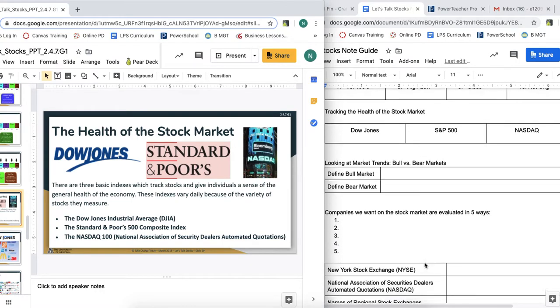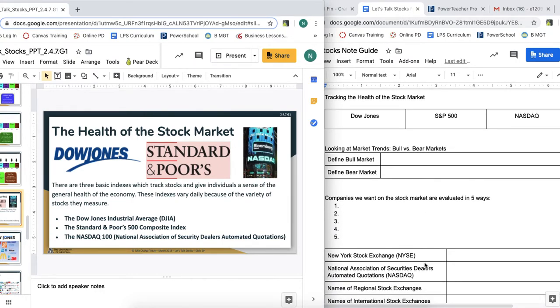All right, and then now we're going to talk about tracking the health of the stock market. So there are three main indexes that track stocks, and they give people the sense of the general health of the economy of the stock market. And these indexes change daily because stocks change daily. So the three main ones are going to be the Dow Jones Industrial Average, and the acronym for that is DJIA. We're just going to call it the Dow Jones.